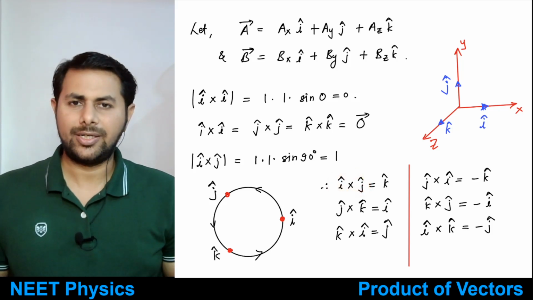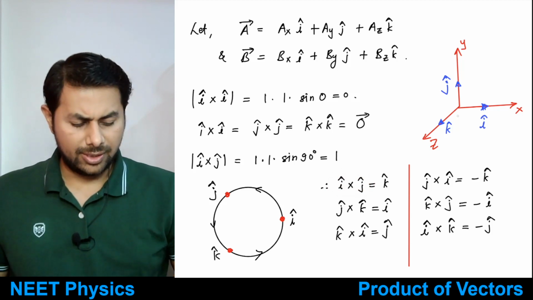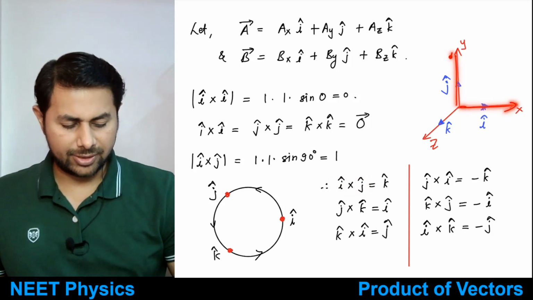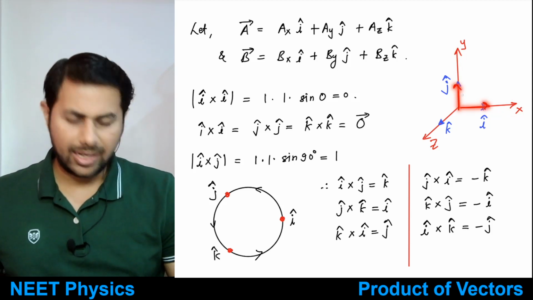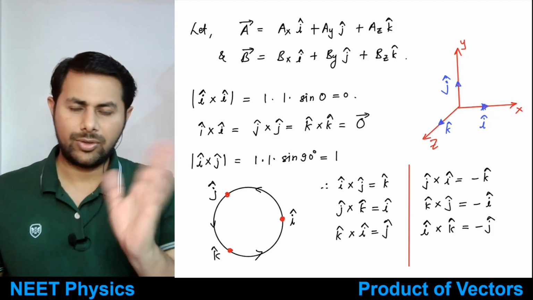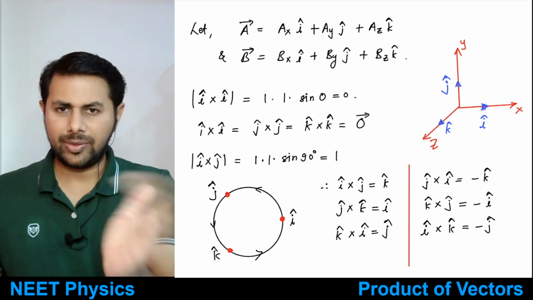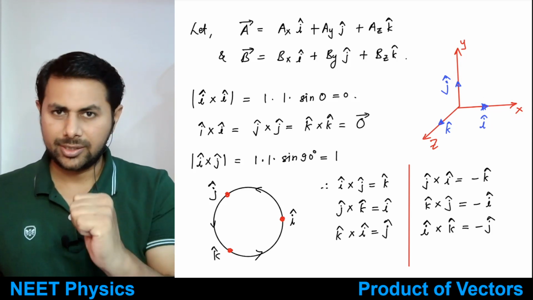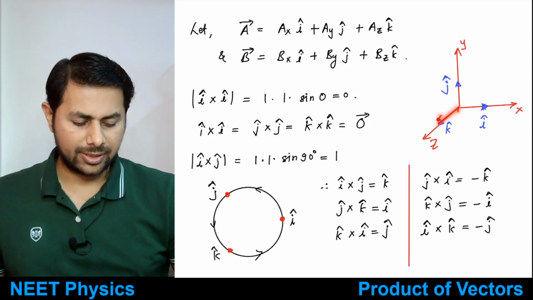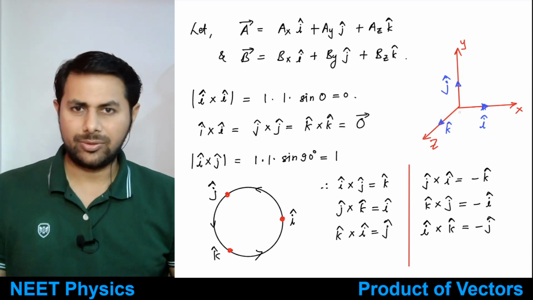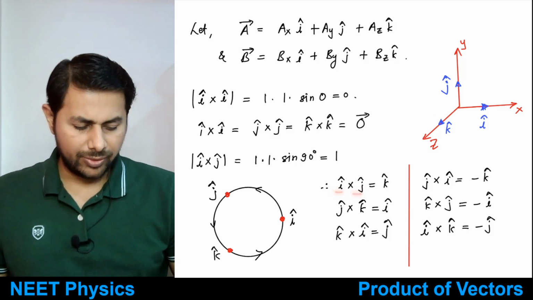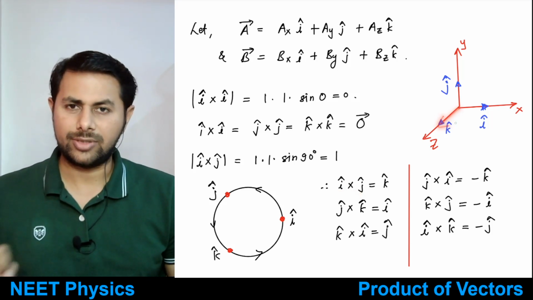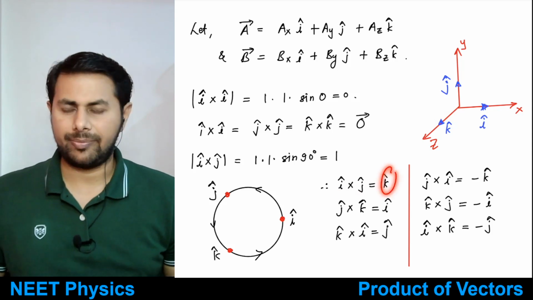And what would be its direction? To find out the direction, let's take i cap and j cap. i cap would be along the x axis, j cap is along the y axis. Put your right hand along the x axis, curl your fingers towards the y axis, stretch the thumb, it is along the z axis, along the positive z axis, right? So i cap cross j cap will give you a unit vector along the positive z axis, that is k cap.